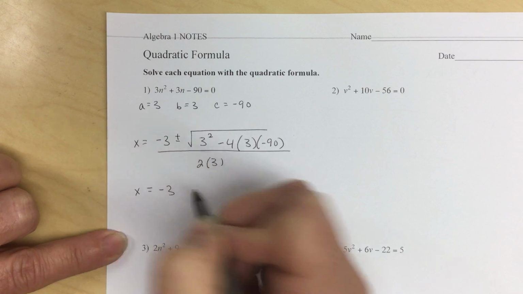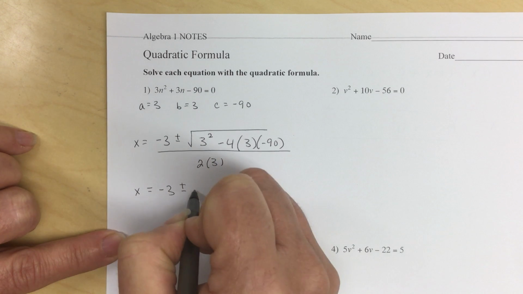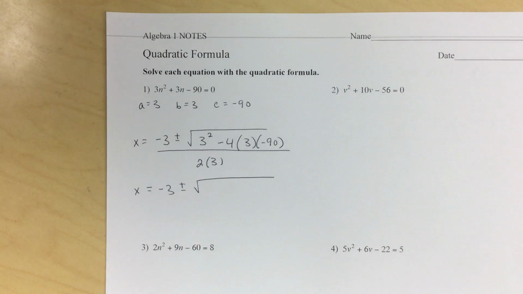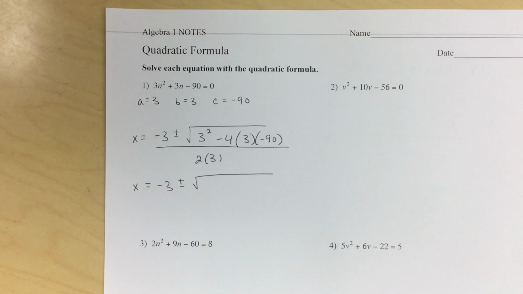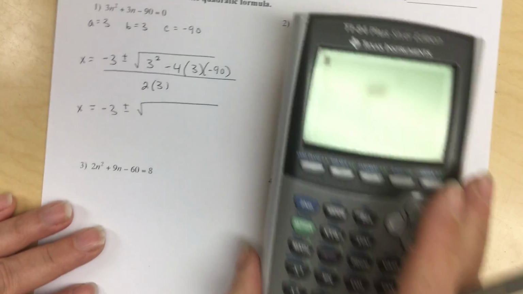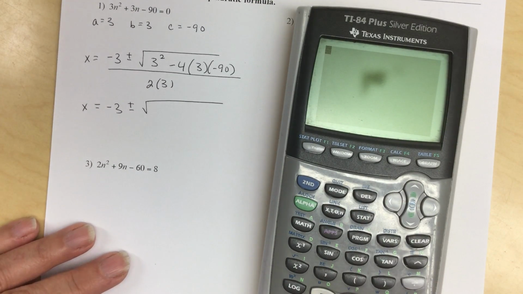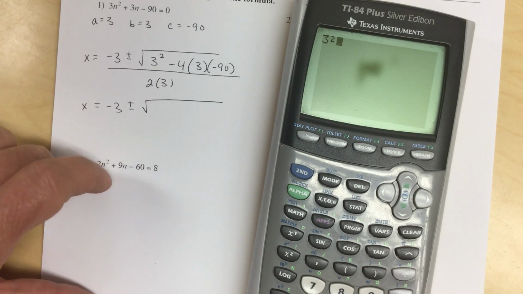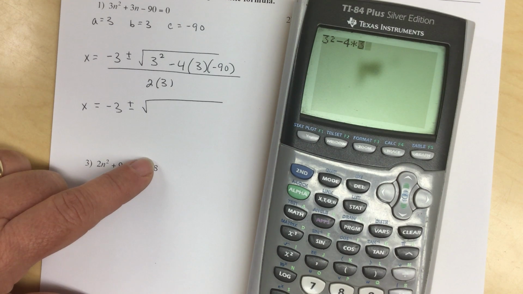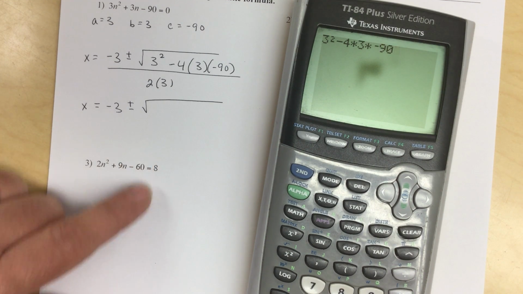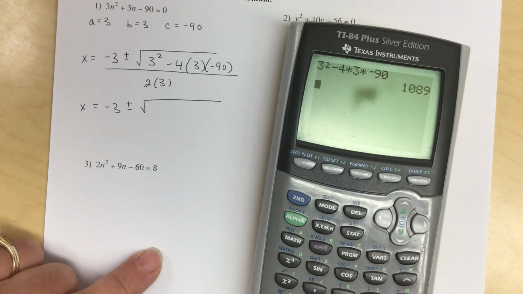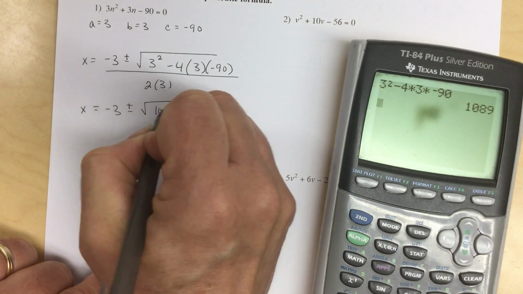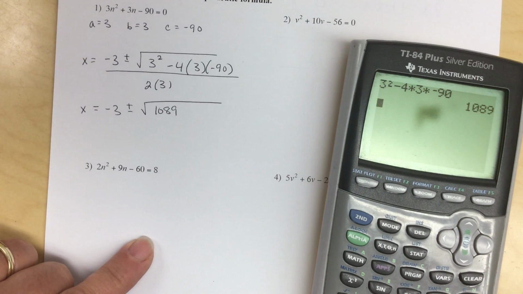Then you're ready to evaluate this. The negative 3 stays. There's nothing you can do with it to begin with. And you figure out what this is. For that, most of you are going to take your calculator, and you can just type this all in, okay? I would just type 9 because I would do the 3 squared in my head, but you don't need to. 3 squared minus 4 times 3 times negative 90. So I hit the times sign, and I get 1,089. So this is the square root of 1,089.